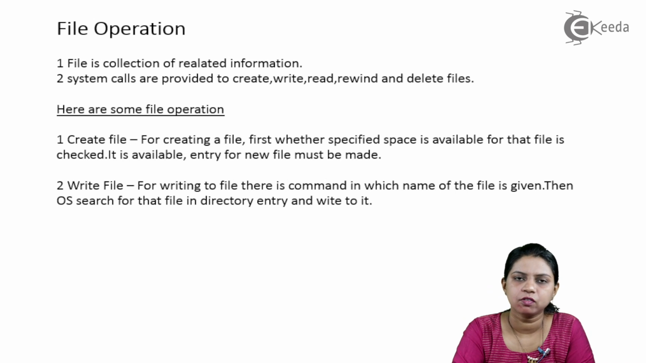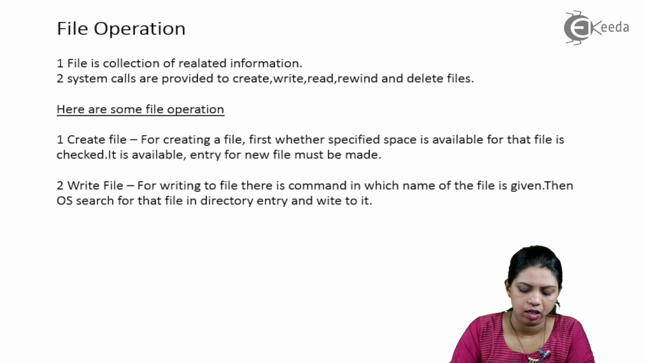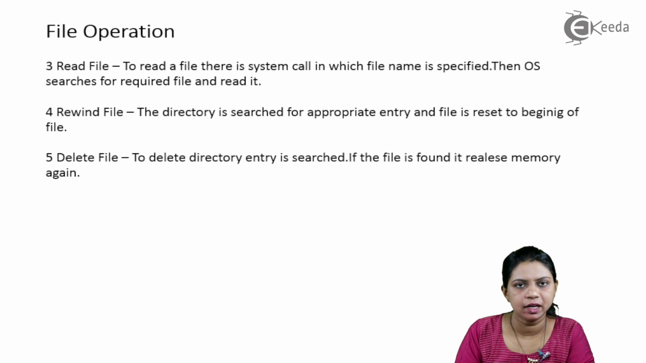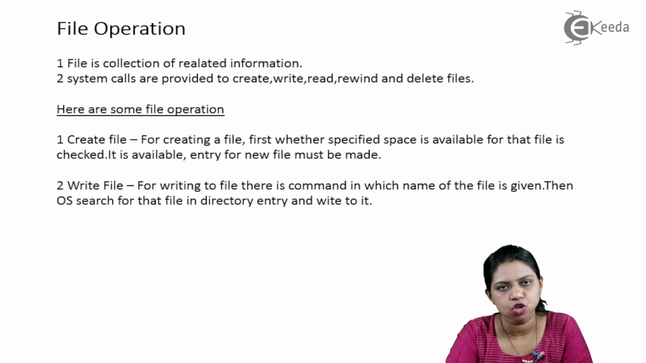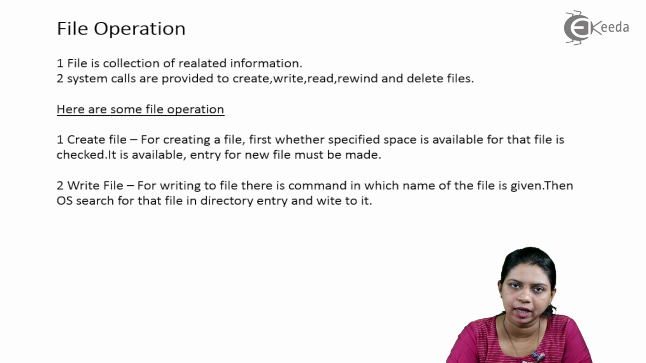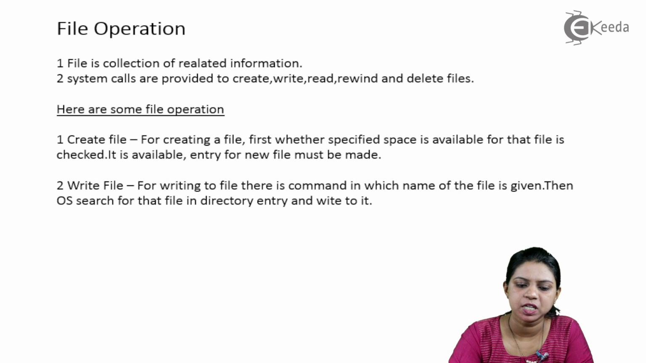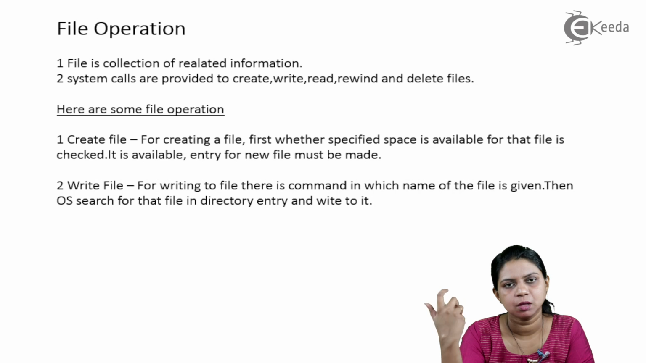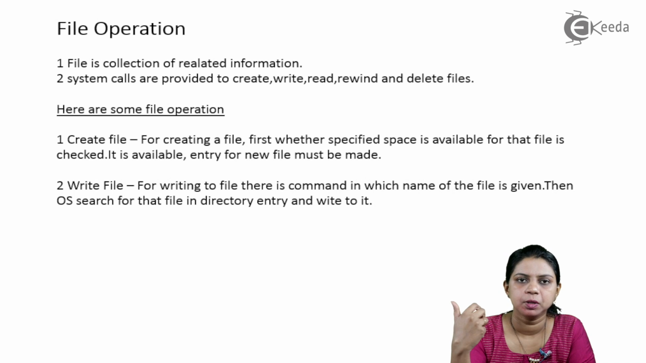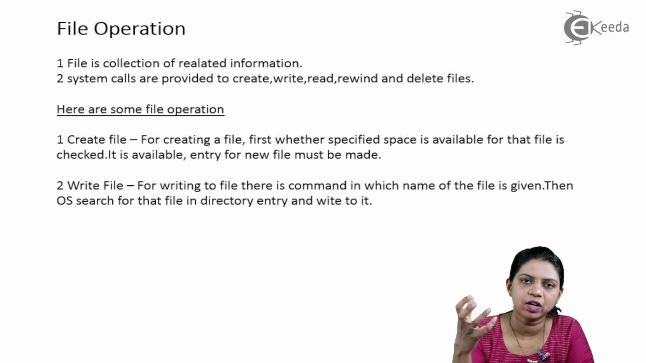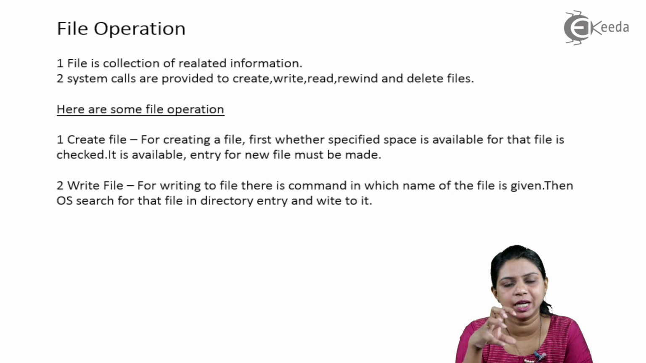Next we will see the file operations. There are several file operations like creating a file, writing a file, reading a file, rewinding a file and deleting a file. Now we will discuss each operation in detail. Number one is creating a file. To create a file, first we check whether the specified space is available for that file. As we discussed in the beginning of this topic, when we create a file, first we need to see whether the specified amount of space is available or not.